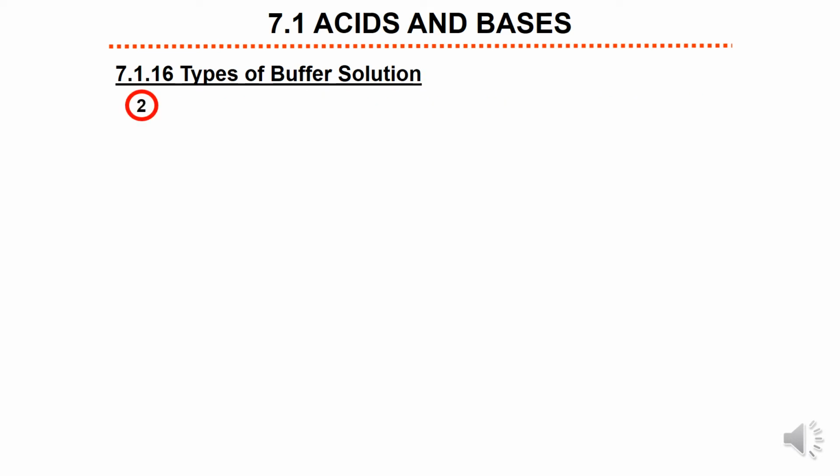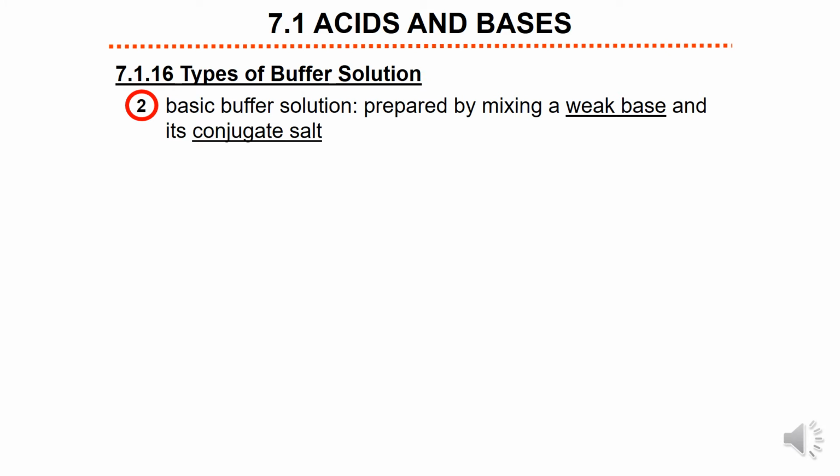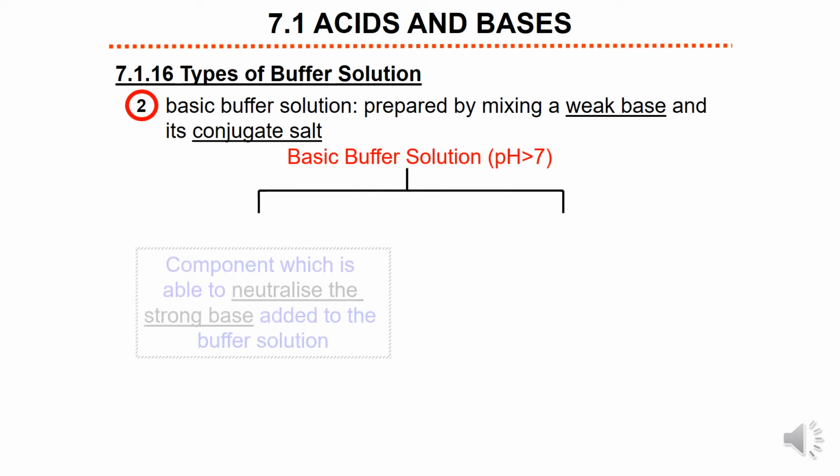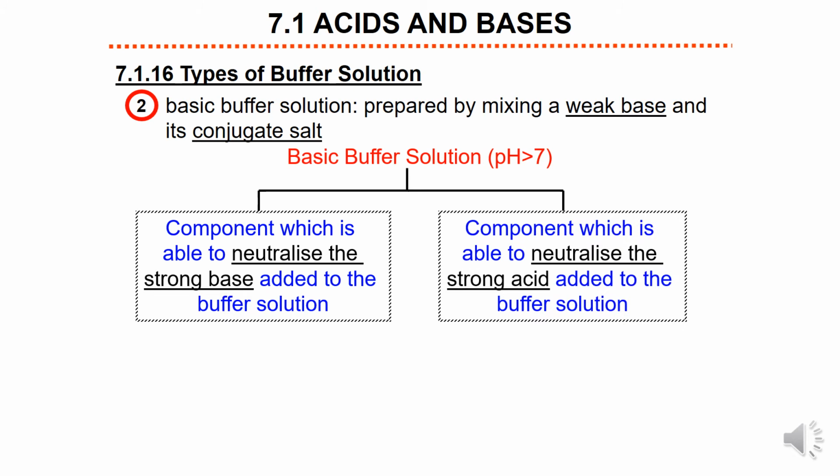Type of buffer solution, basic buffer solution. A basic buffer solution is prepared by mixing a weak base and its conjugate salt. A basic buffer solution has a pH greater than 7. It has two components. The first component is able to neutralize the strong base added to the buffer solution. The second component is able to neutralize the strong acid added to the buffer solution.